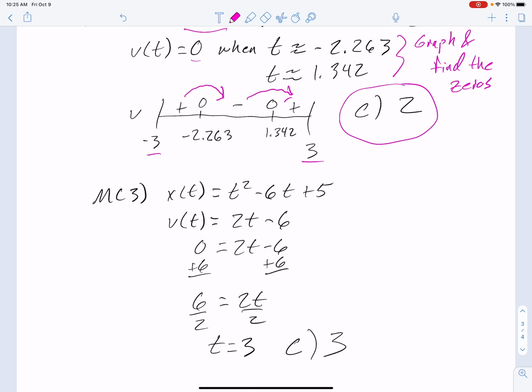Multiple choice 3 wants to know, I think, when the particle is stopped, it's not worried about changing direction. So I take my derivative. If I'm stopped, velocity is 0, and I end up with t equals 3, choice 3.